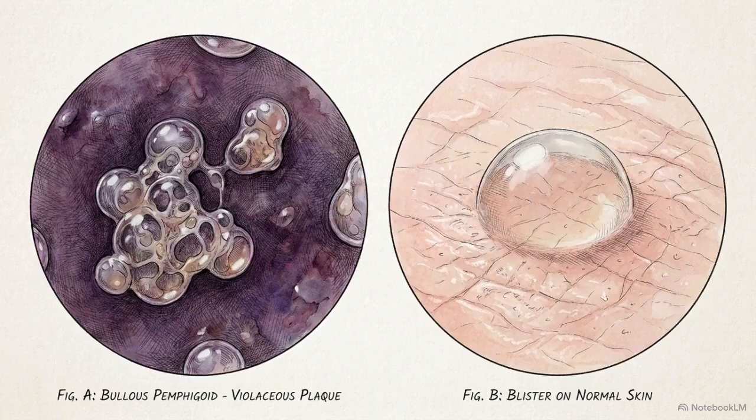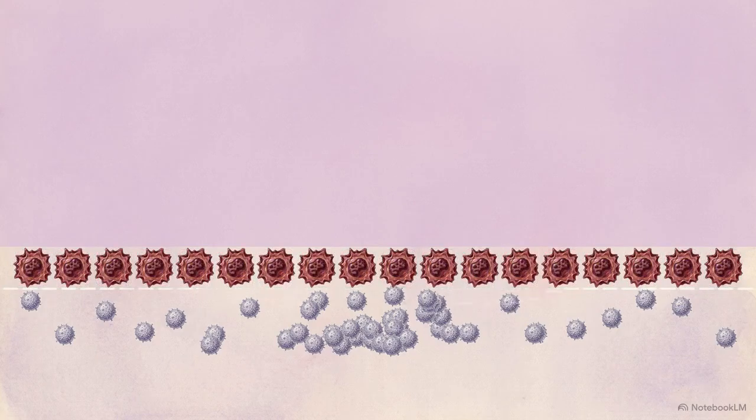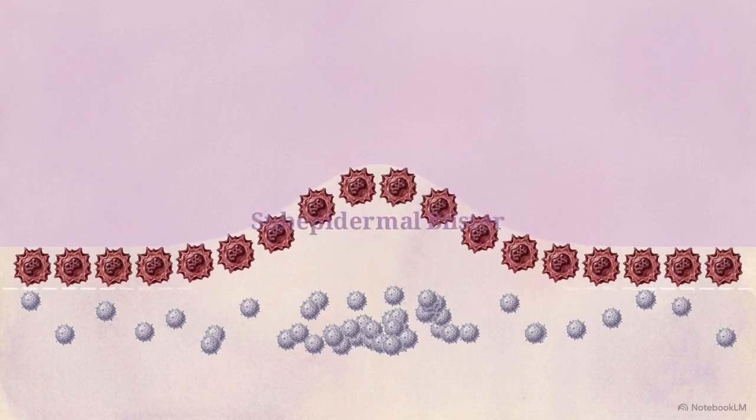The most extreme variations of interface destruction present a complex diagnostic challenge, requiring strict differentiation between two completely distinct blistering presentations. In bullous lichen planus, the inflammatory attack is so severe that the basement membrane separates entirely.